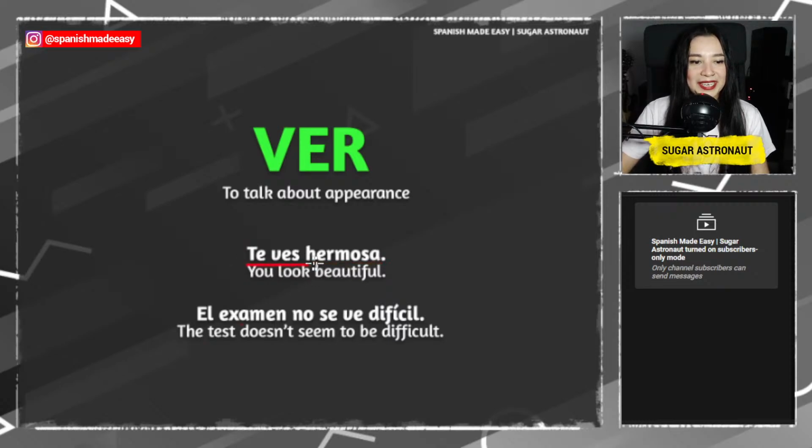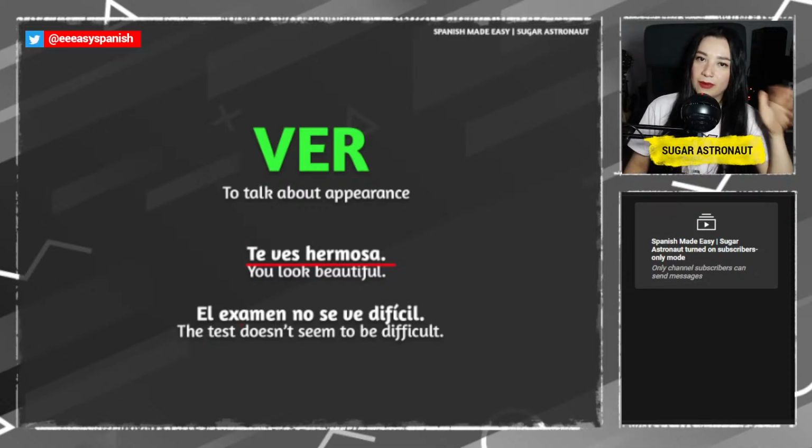Te ves hermosa. This means you look beautiful, okay? Te ves hermosa. You can find the verb ver right there. Te ves. You look. Hermosa is feminine, and that means beautiful, okay? So we're talking about someone's appearance.